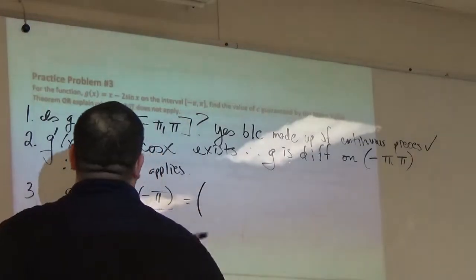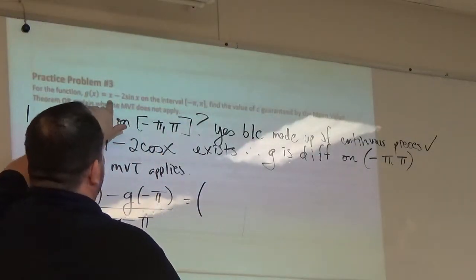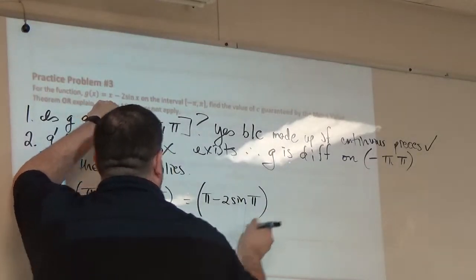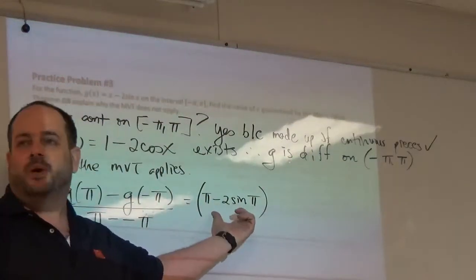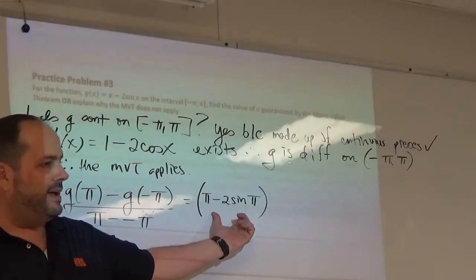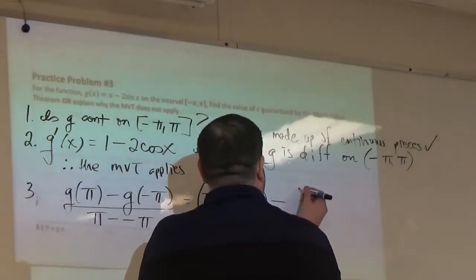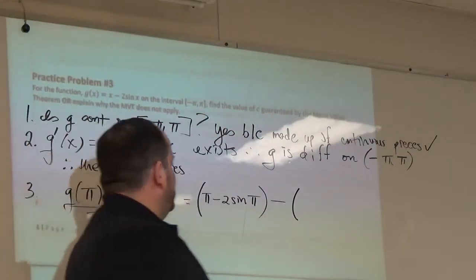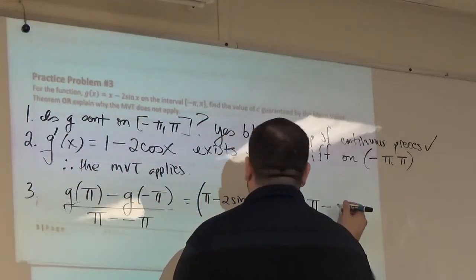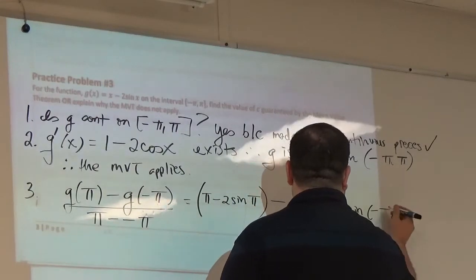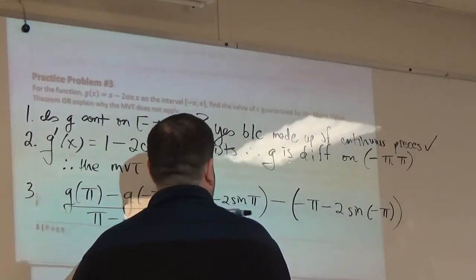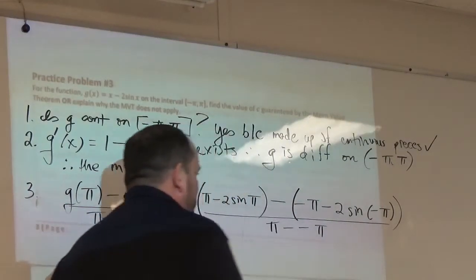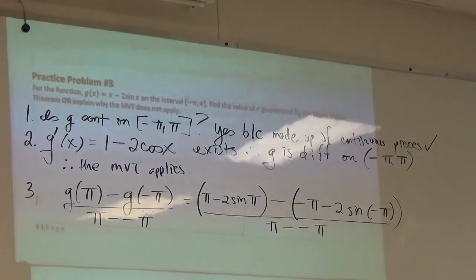G of pi, go back to your original function, everywhere you get an x, plug in pi. Pi minus 2 sine pi. If you're not sure what it is yet, we'll come back. Minus g of negative pi. Everywhere there's an x, plug in negative pi. Negative pi minus 2 sine negative pi, divided by pi minus negative pi. We've got some ugly work to do.